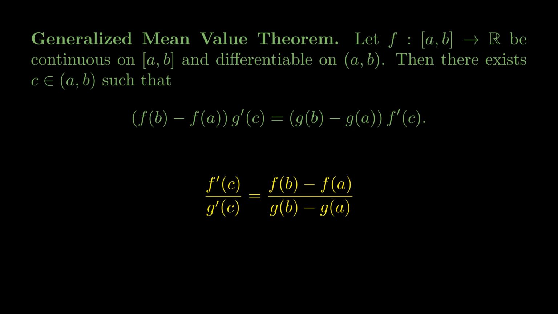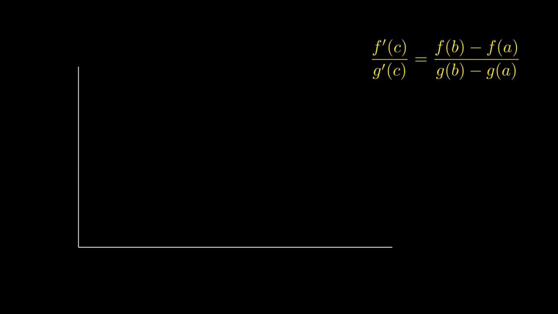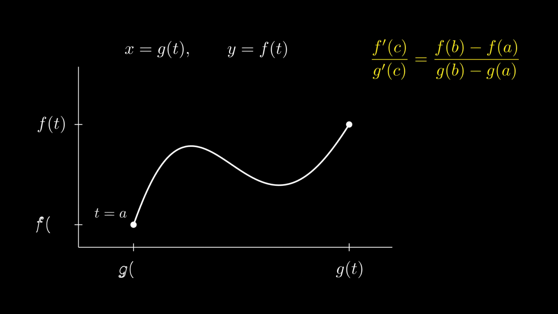These ratios must be the same. Our proof will not depend on this picture, but just to build visual intuition for this statement, it's best to imagine a parametrized path through the xy plane determined by the two functions x equals g of t and y equals f of t. Then we can draw this curve starting at, say, some time t equals a, ending at some time, say, t equals b, and we can examine the straight line connecting these two endpoints. Its slope is f of b minus f of a divided by g of b minus g of a.